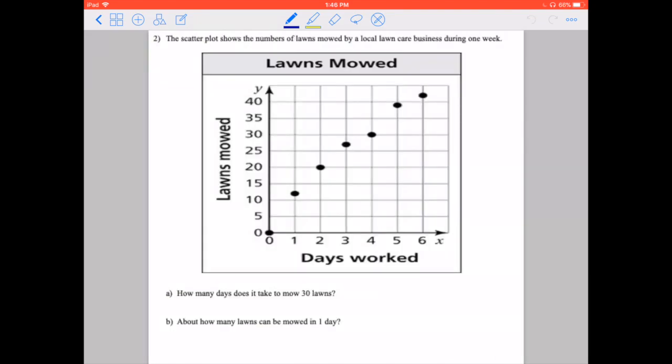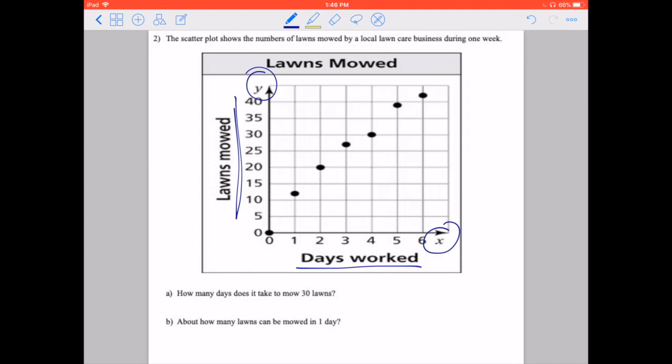All right, so in this one, it already has our points plotted. So there's no chart, no table with this one. It just says that the scatter plot shows the number of lawns mowed by a local lawn care business during 1 week. So again, this even has our x and y axis labeled for us. So we have days worked on the x-axis and lawns mowed on the y-axis. So it says, how many days does it take to mow 30 lawns? So it wants to know days based on 30 lawns.